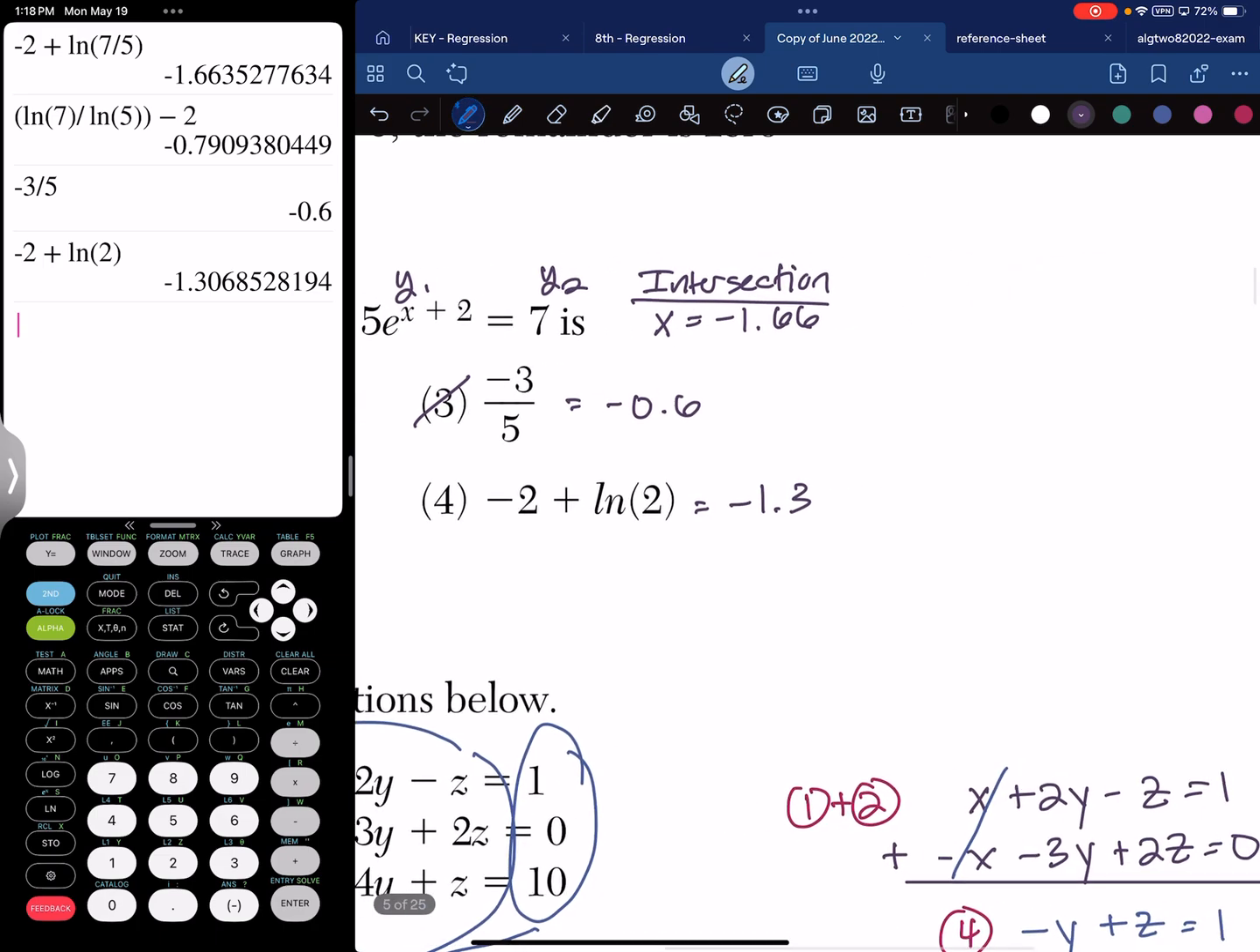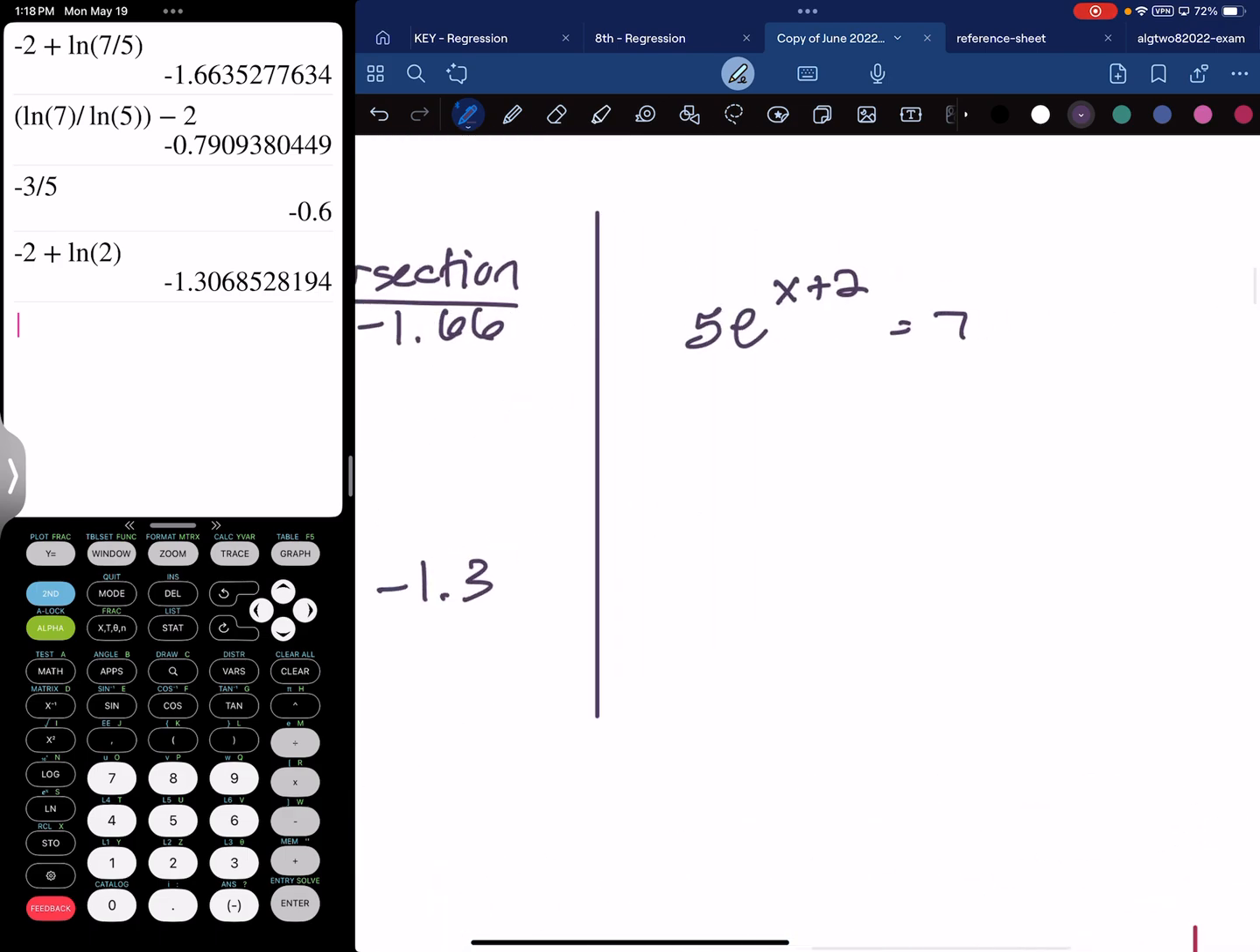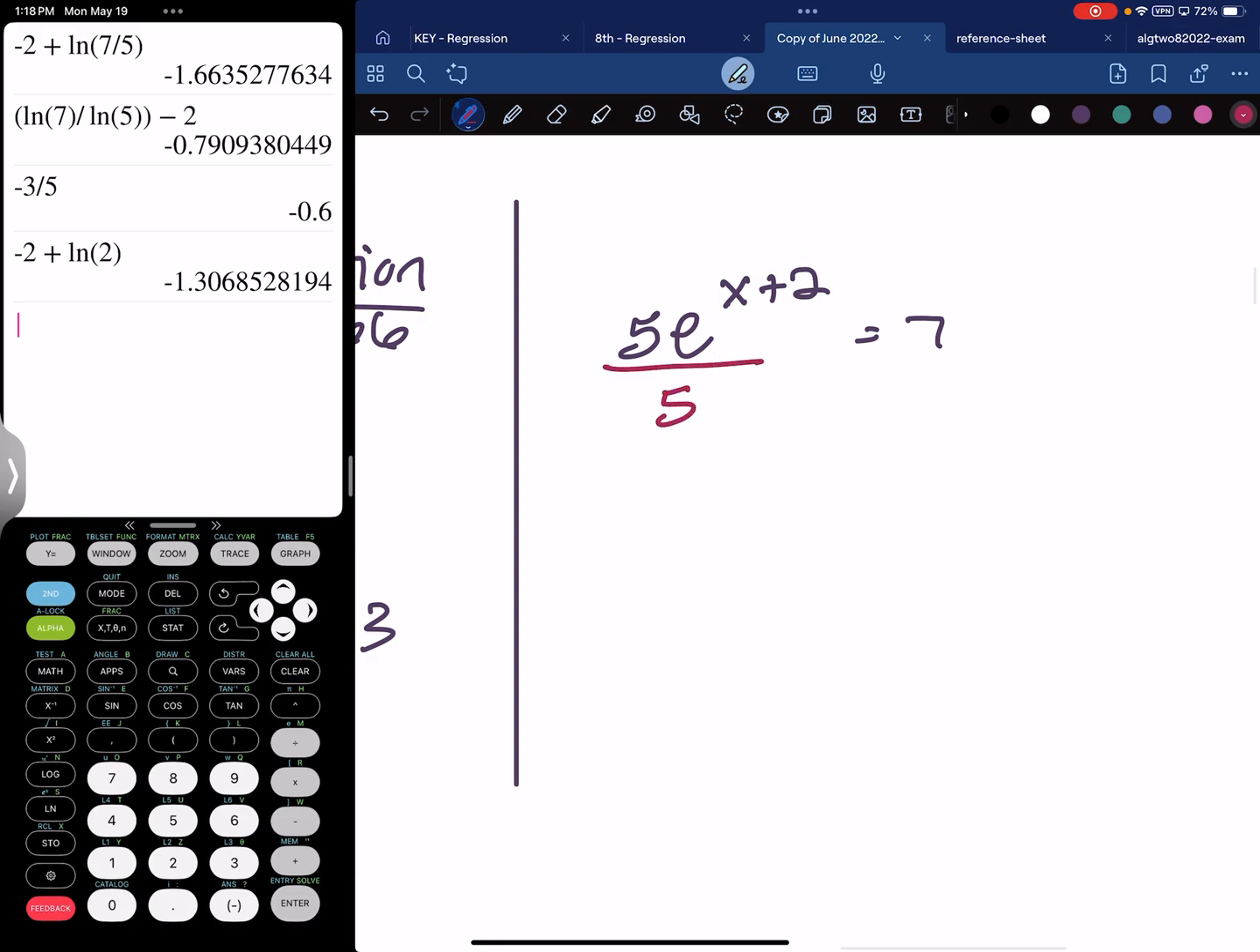Also, we could have done this algebraically. How do I go about solving for x? What's my first step? First, I must get my exponential term by itself, so I divide by 5. How do I undo an exponential term? Opposite operation of exponential is log. E has a very special log that is its inverse, ln. We take the natural log on both sides. ln of e is 1. It cancels.